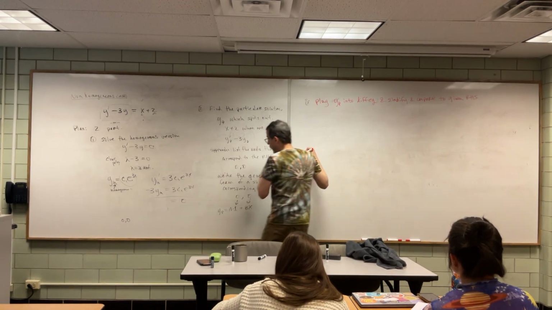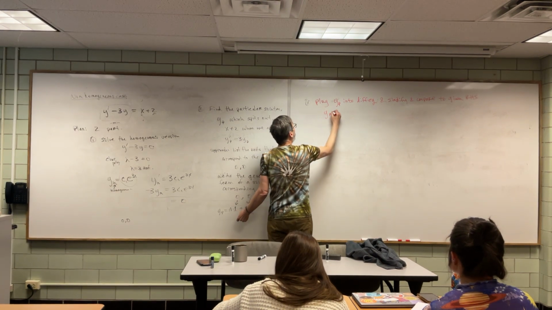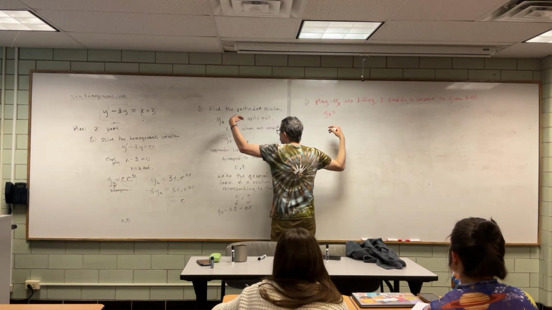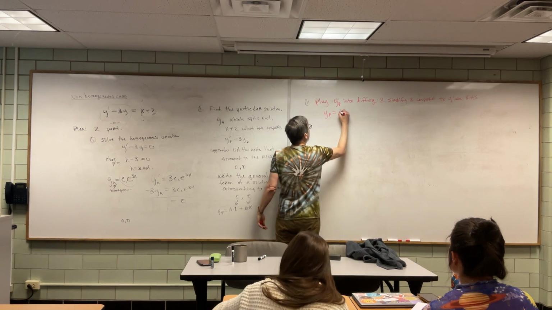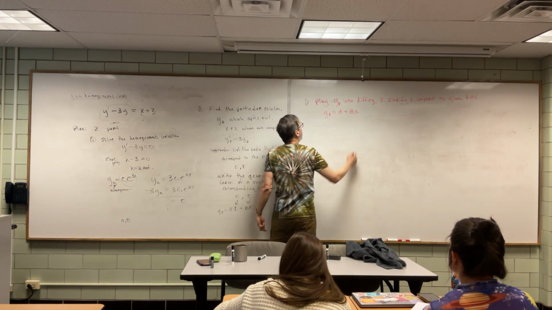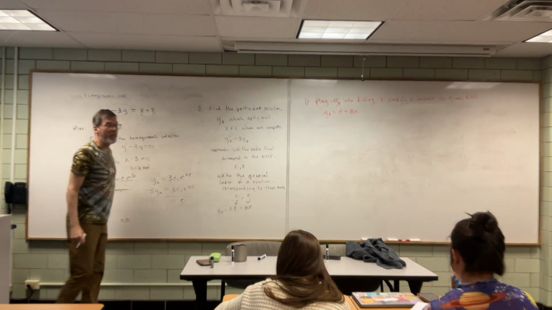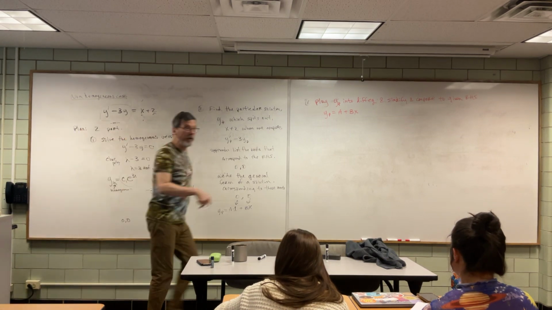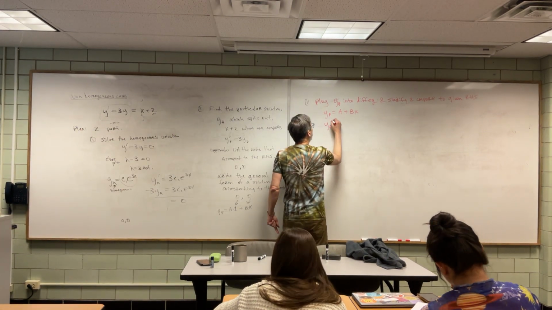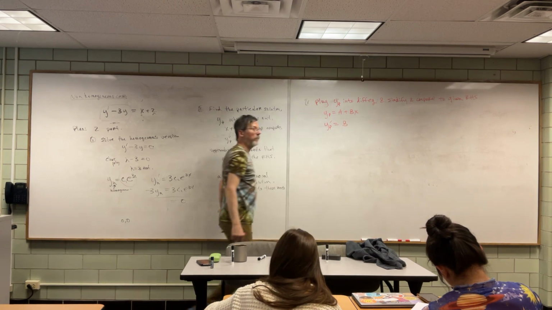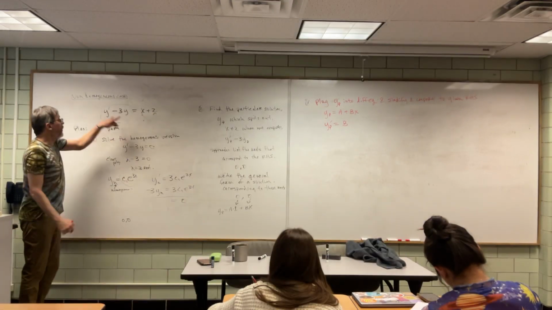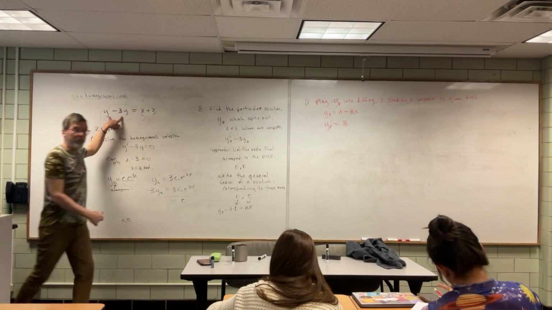So in other words, I'm going to take this guess. I'm guessing. This is really a guess. This is how you make an educated guess. yp must look like that. Find the first derivative. Easy. Plug that into the left side.